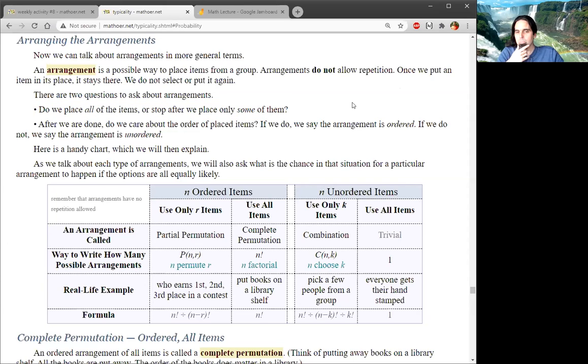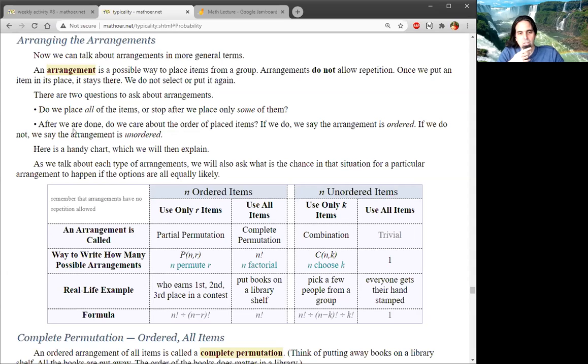Maybe there's a deal with pizzas. You get to pick any 3 pizza toppings for your special large pizza on sale. But the restaurant has 12 different toppings. So we're only going to pick 3 of them and then we stop. We're not putting all 12 toppings on our pizza. Other times, like putting away books on the shelf, you normally do all of them. You don't stop halfway through.